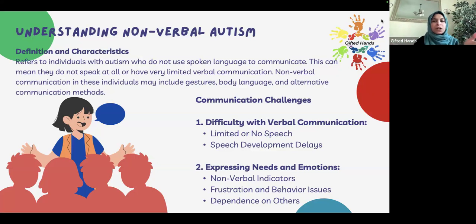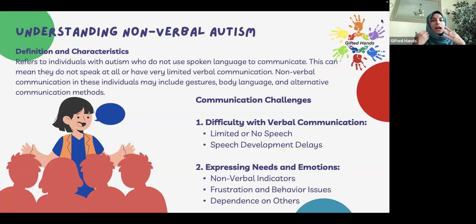Like I said, difficulty with verbal communication, limited or no speech, and speech developmental delays. So there are children who, up to the age of 5, were talking, and the conversation itself was completely normal. They turn 6, communication decreases, and then by the time they turn 8, there's no communication. Again, the cause for this is still not known, but studies are going on.